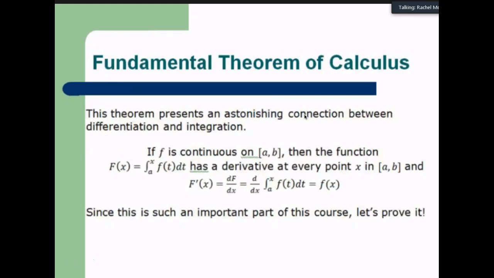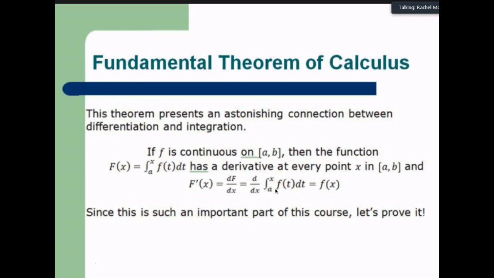So part 1 broke it down, said that the theorem made this astonishing connection between differentiation and integration. If f is continuous on the interval a, b, then the function capital F of x equals the integral from a to x of f of t dt has a derivative at every point x in a, b, and capital F prime of x equals dF dx, which equals the derivative of the integral with respect to x of f of t dt, giving you f of x.